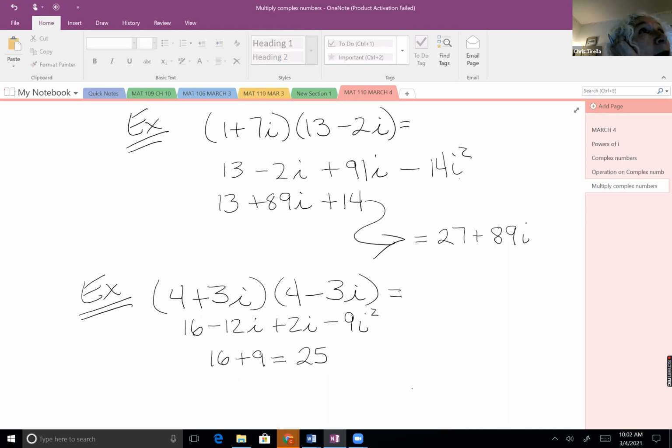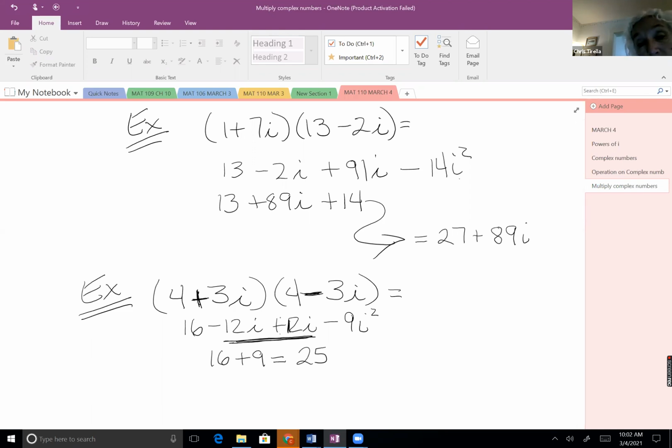Did anybody else get 25? Yes. I took the time to FOIL it out, and in doing so, whoops, I miswrote. The two middle terms cancel each other out. Does anybody notice that what we've got here is like what we were talking about previously with the sum and difference? We have the same terms, just one's a plus sign and one's a minus sign.